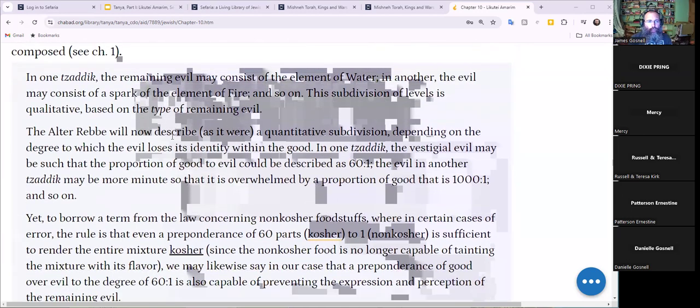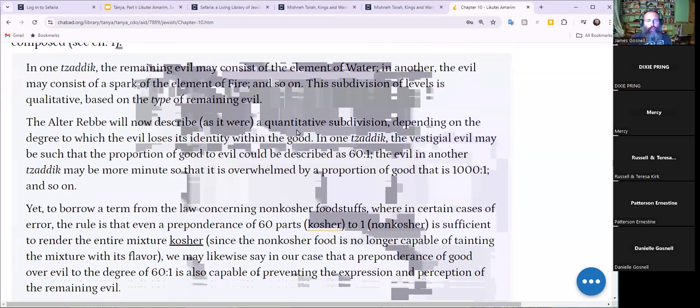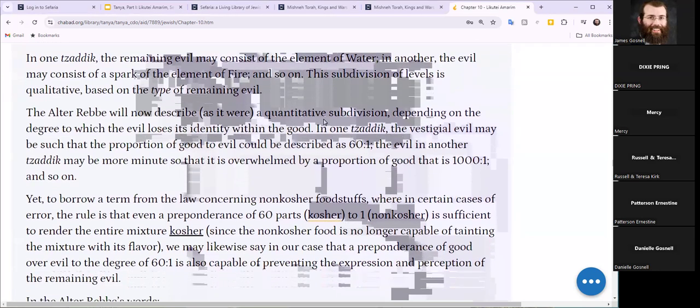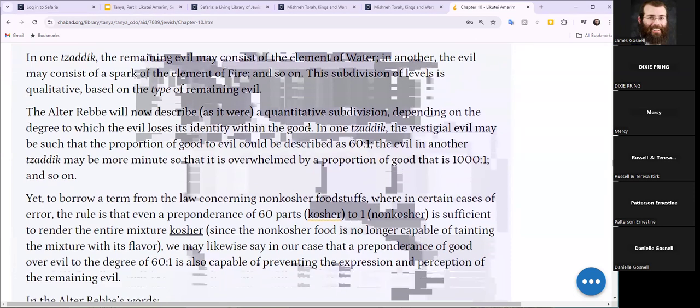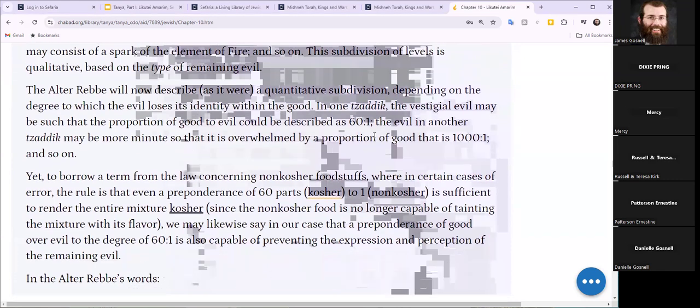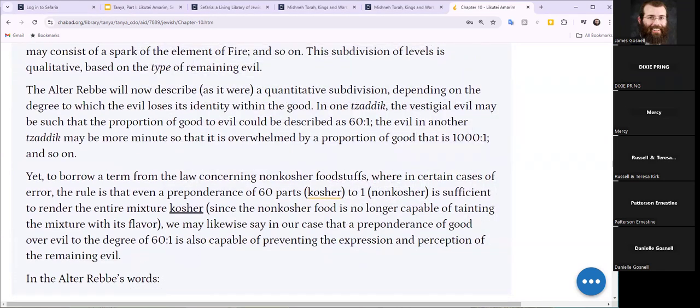In one Tzaddik, the remaining evil may exist of the element of water. In another, the evil may exist of a spark of the element of fire, and so on. This subdivision of levels is qualitative based on the type of remaining evil. The Alter Rebbe will now describe a quantitative subdivision, depending on the degree to which the evil loses its identity within the good.